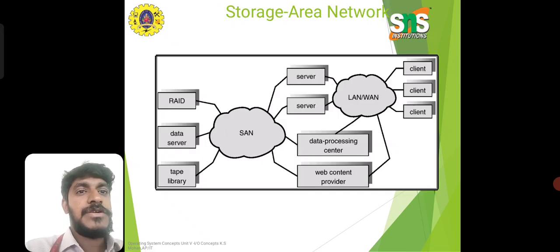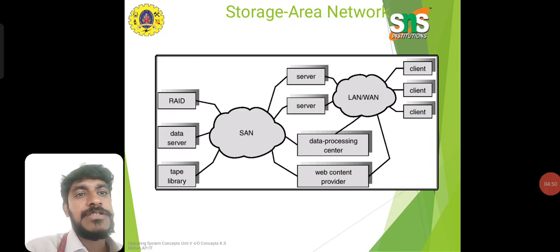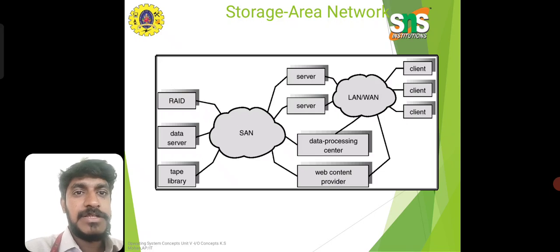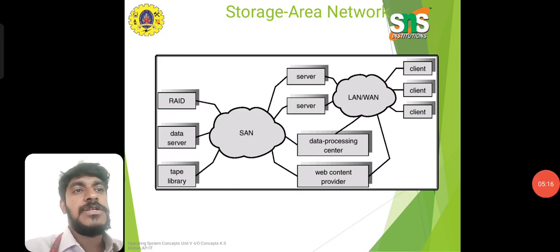Then the storage area network, SAN. A SAN is a storage network connected with a RAID data server, tape library, server, and LAN and WAN clients, along with the data processing center and web content provider. So in a SAN we have the servers, RAID data server, tape library and other things, and this storage area network is connected to the data processing center and web content provider.